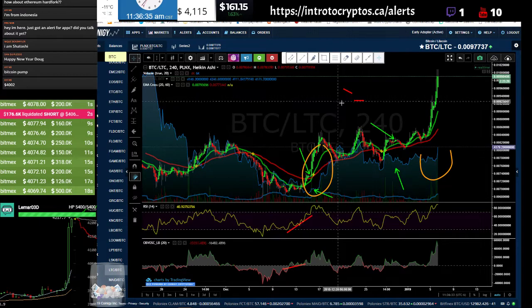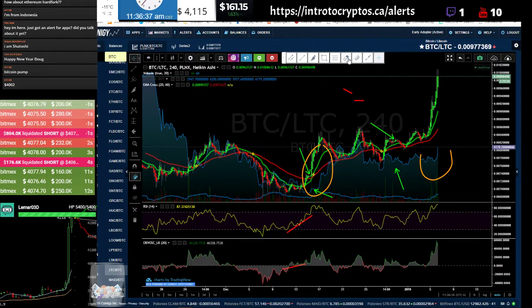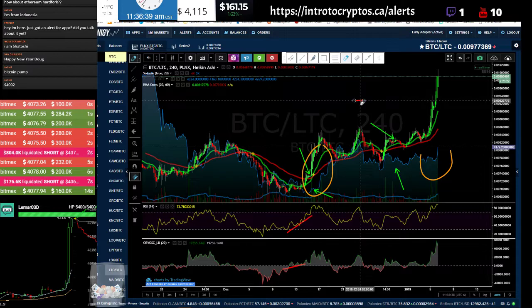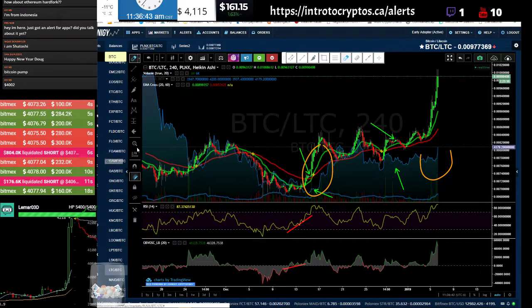More liquidated shorts coming in. So clean the stuff up. More liquidated shorts coming in. $800,000 liquidated short. I don't wish that on anyone.